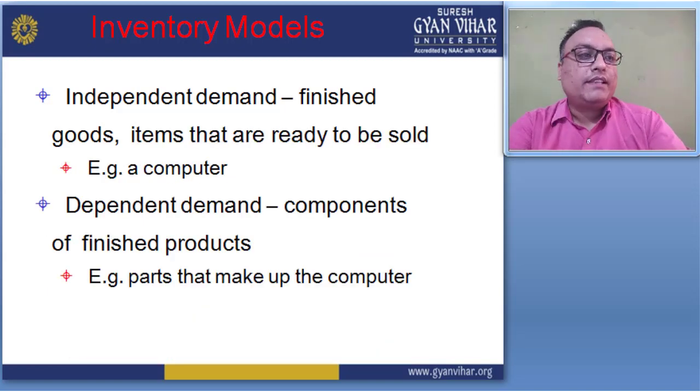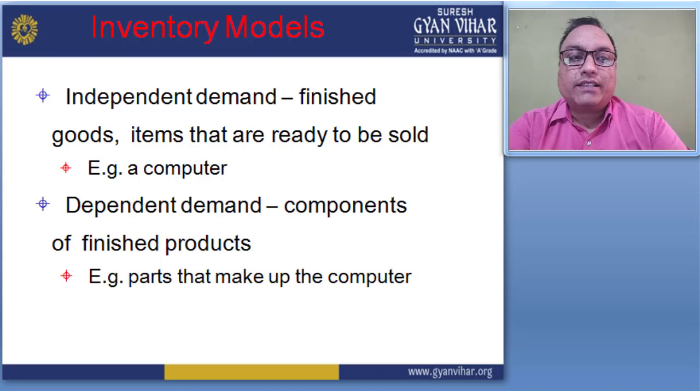For the second case, this is the dependent demand, and this dependent demand represents the components of the finished product. Suppose an example of the parts that make up the computer and the accessories, different types of accessories. Suppose in a computer system the webcam is present or not present, and your mic is working or not working in a proper way.